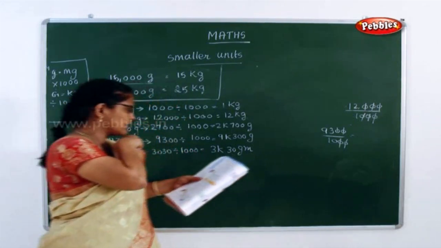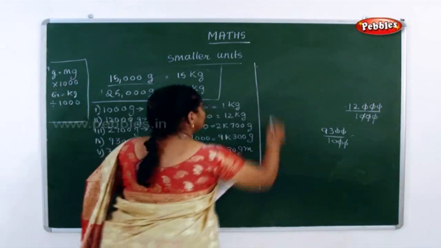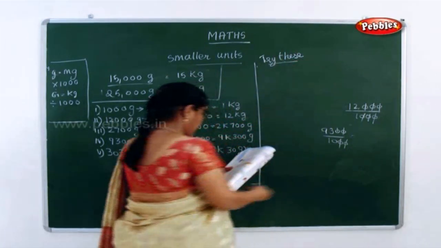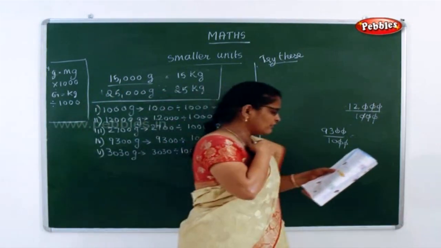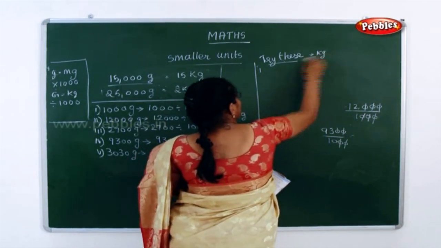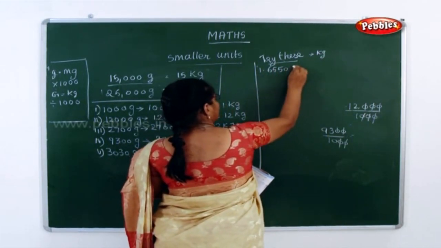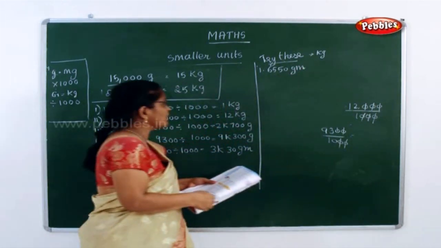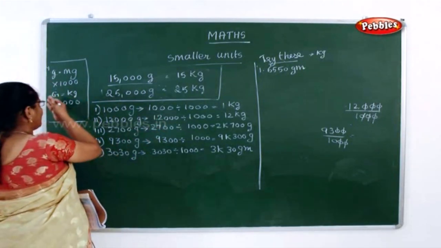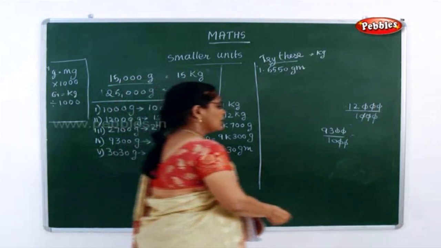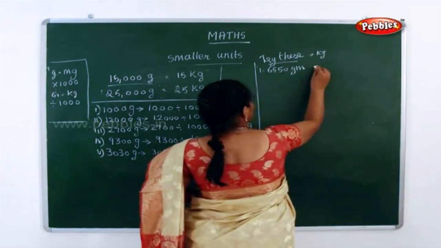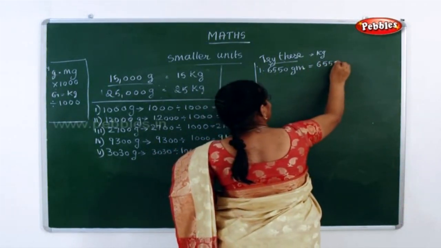Next, try this. It's given in your book. In try this, the first one, you have to convert the following measurement into kg. They have given the first one, 6550 gram. Now how will you convert the 6550 gram? I already told you, when you want to convert gram to kilogram, you have to divide by 1000. So when you divide 6550 by 1000.